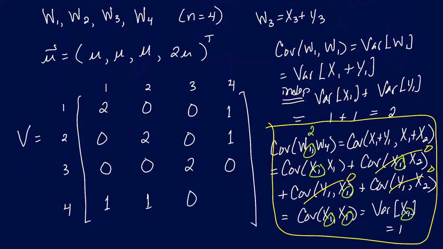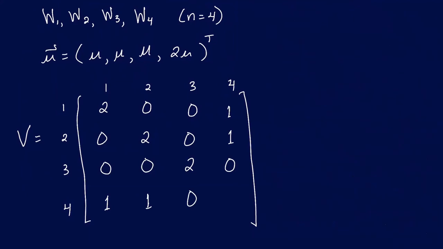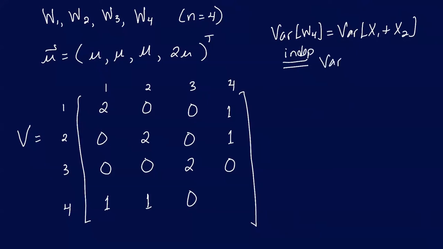And I don't have a symmetric point here. So the 4-4 entry is the covariance between W4 and W4. And that is the variance of W4. And that is the variance of X1 plus X2. And those are independent, so you do get to run the variance through. And each of those had variance 1. So we get 2 yet again.